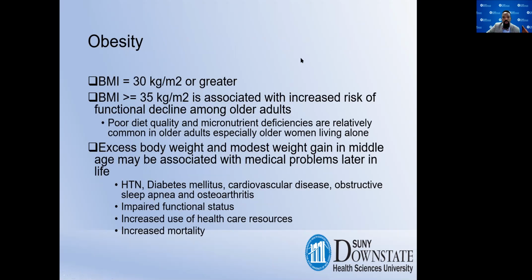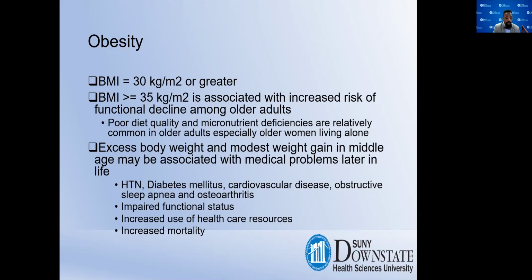Let's switch to overnutrition. What is overnutrition? How do we assess it? One way is to look at the BMI, as was mentioned previously. So a BMI of 30 kilograms per meter squared or greater, that is by definition obesity. BMIs above 35 is associated with an increased risk of functional decline among older adults.